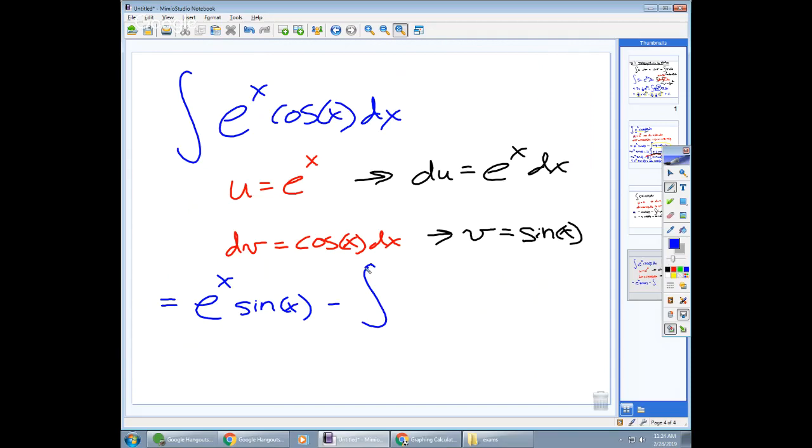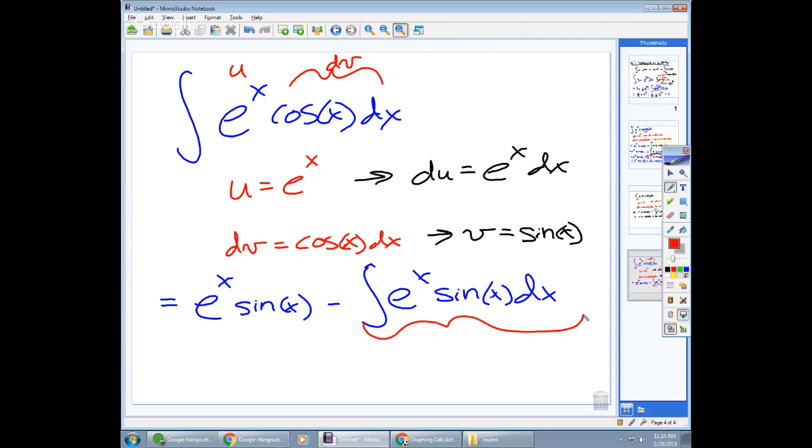And remember, when we made our substitution, we said this guy right here is u, and this stuff right there is dv. So on the other side, we switch it, and it's going to be v du. So v is sine of x, du is e to the x, so I'm going to write that as e to the x sine of x dx. Huh, interesting. Guess what we need to do? Again. Yeah, so now we need to look at this thing right here, and we need to apply integration by parts to that.